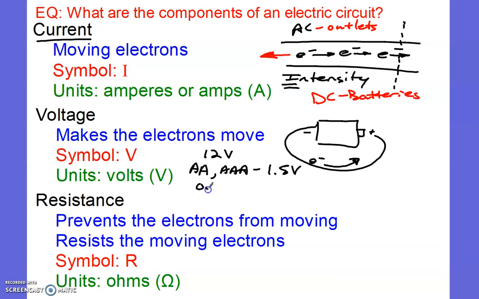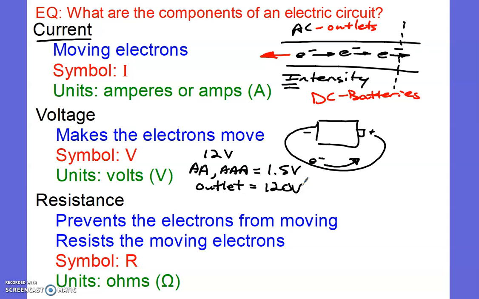And then for an outlet, which works a little bit differently, the voltage of that is going to be about 120 volts. We say that it's a root mean square voltage, but we can address that at a later date. But it's about 120 volts.